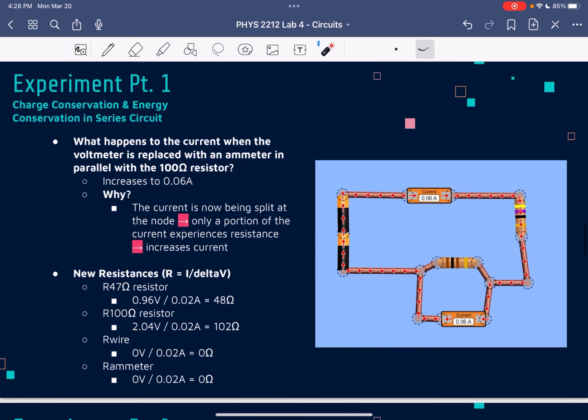Then we created another circuit in parallel with a 100 ohm resistor, and this increases the current to 0.06. And this is because the current is now being split at this node, so now all of it is not experiencing the resistance from just one resistor, and that increases it. And the new resistances are calculated by potential difference divided by current. We got 48 for this one and 102 for this one.